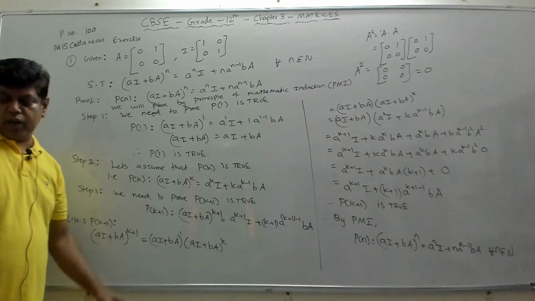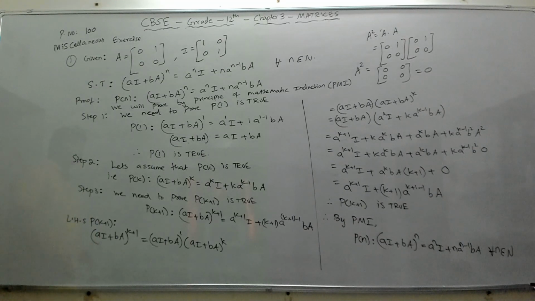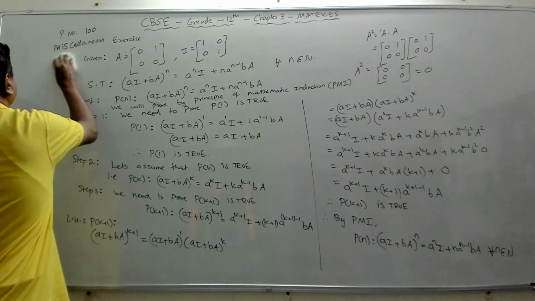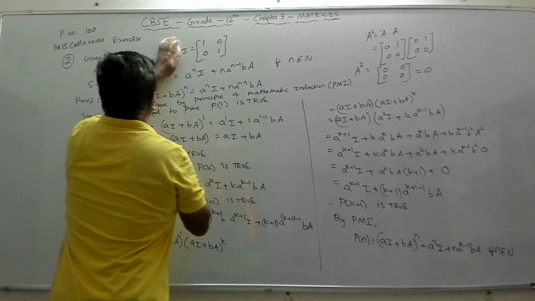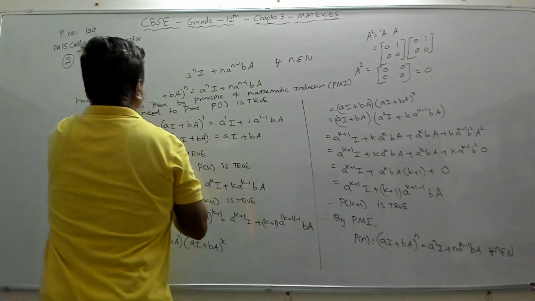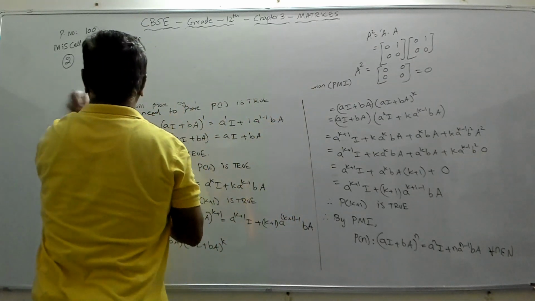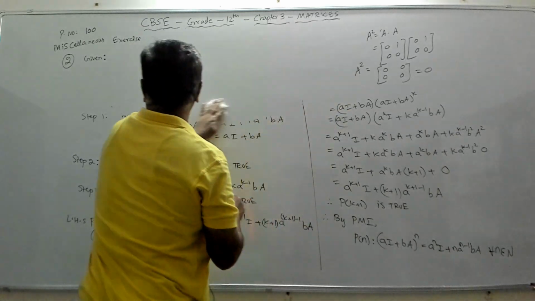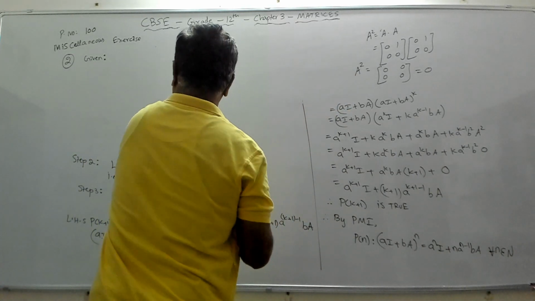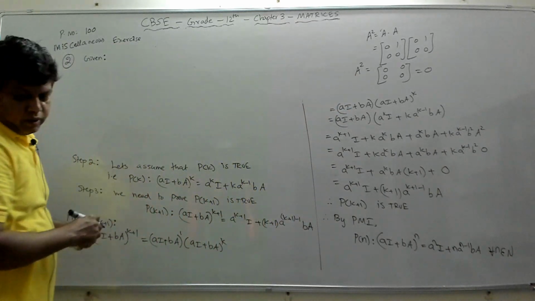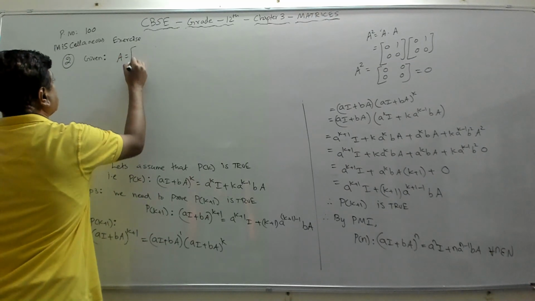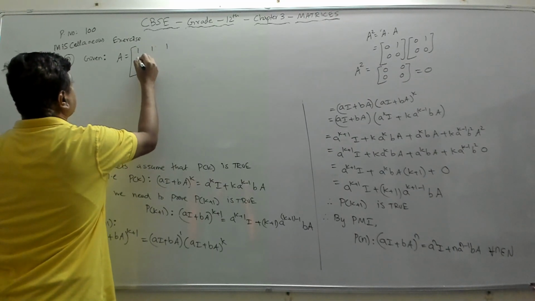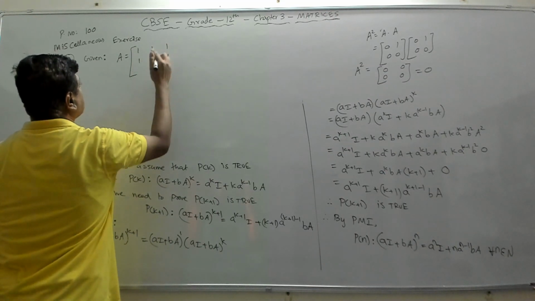Fine. So all of you can pause the video and take the notes and go to the next problem, which is the second one. I'm erasing all this. So given is a matrix A, A is 1, 1, 1, 1, 1, 1, 1, 1, 1.